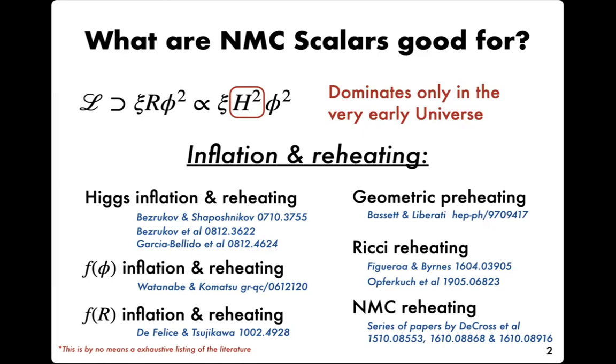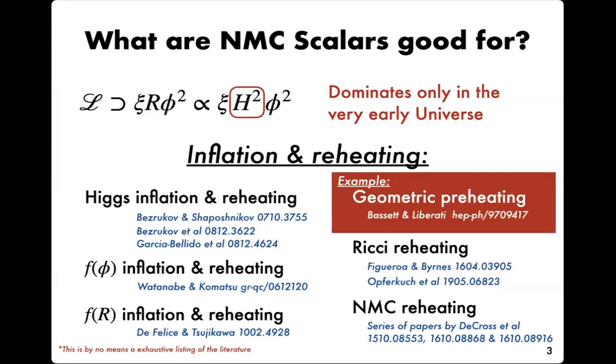And then on the right-hand side of this list is more of a bunch of cute mechanisms for taking non-minimally coupled scalar fields and doing reheating. And so from this list, I'm going to just take one of these particular examples, a rather old idea called geometric preheating, and show you what this actually looks like, and how we have realized it in CosmoLattice, and then maybe a few words at the end about what our next steps and future directions are in this enterprise.